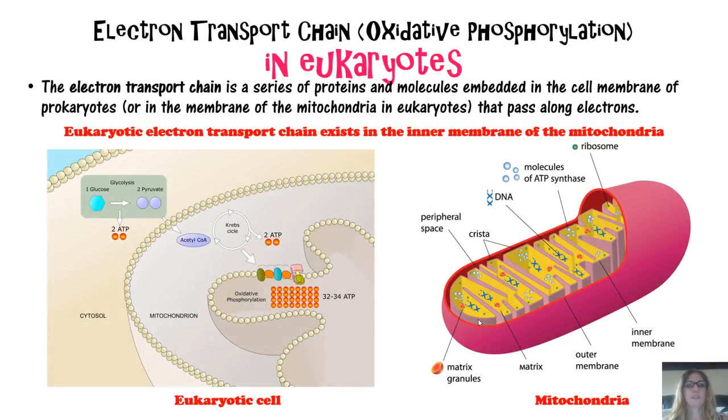All right. So electron transport chain or oxidative phosphorylation in eukaryotic cells. The electron transport chain is a series of proteins and molecules that are embedded in the cell membrane of prokaryotes or in the membrane of the mitochondria in eukaryotes. And what they do is they pass along electrons. So the eukaryotic electron transport chain exists in the inner membrane of the mitochondria. Here I have a blow up of the mitochondria, and here you can visualize the inner membrane and the outer membrane of the mitochondria.